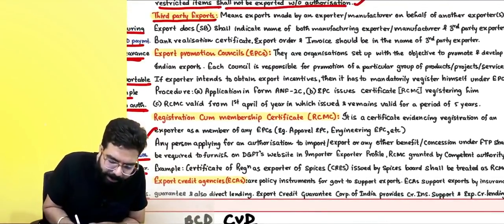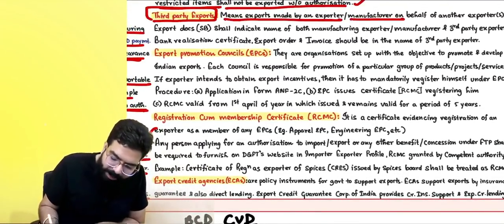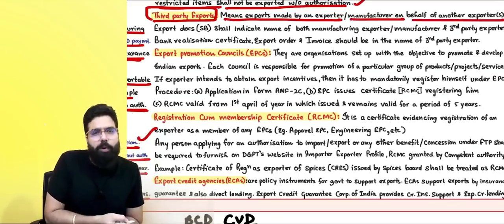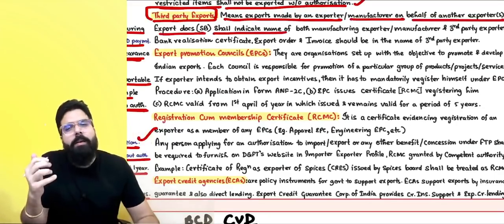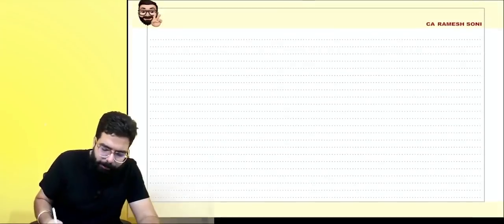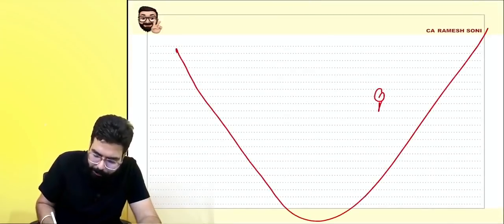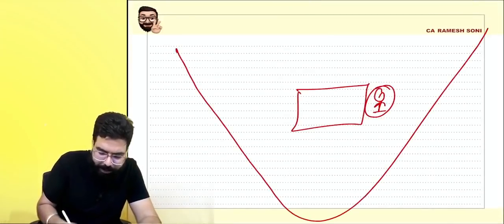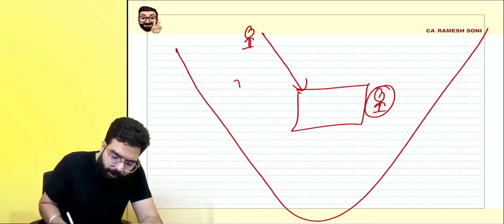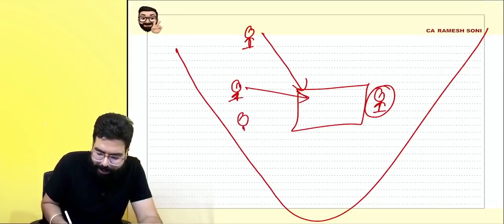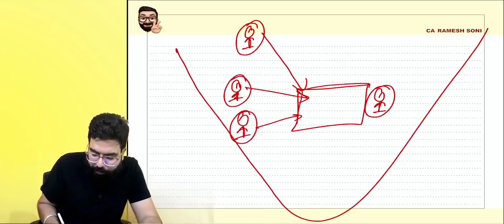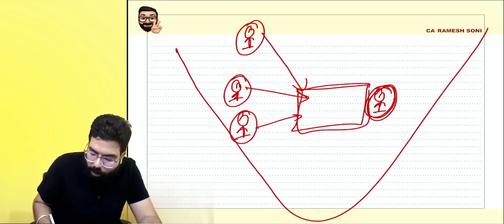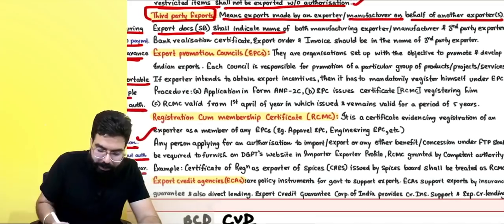Next, third party export means export made by an exporter or manufacturer on behalf of another exporter. What do you mean by third party? For an example, I am a person who has a big container. I take goods from small people who actually want to export. So I take the goods from them, and on their behalf I export the goods. So that is what they are talking about.